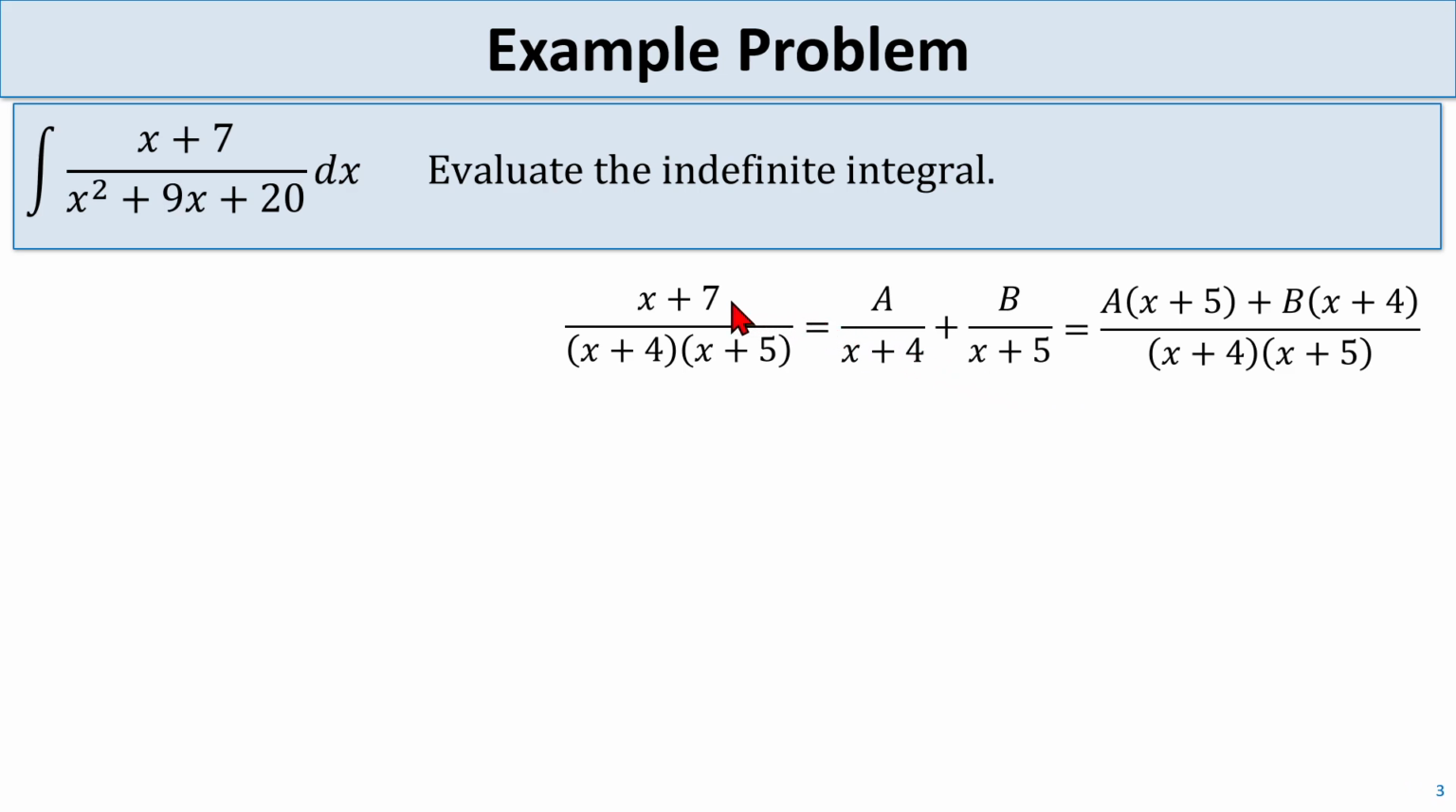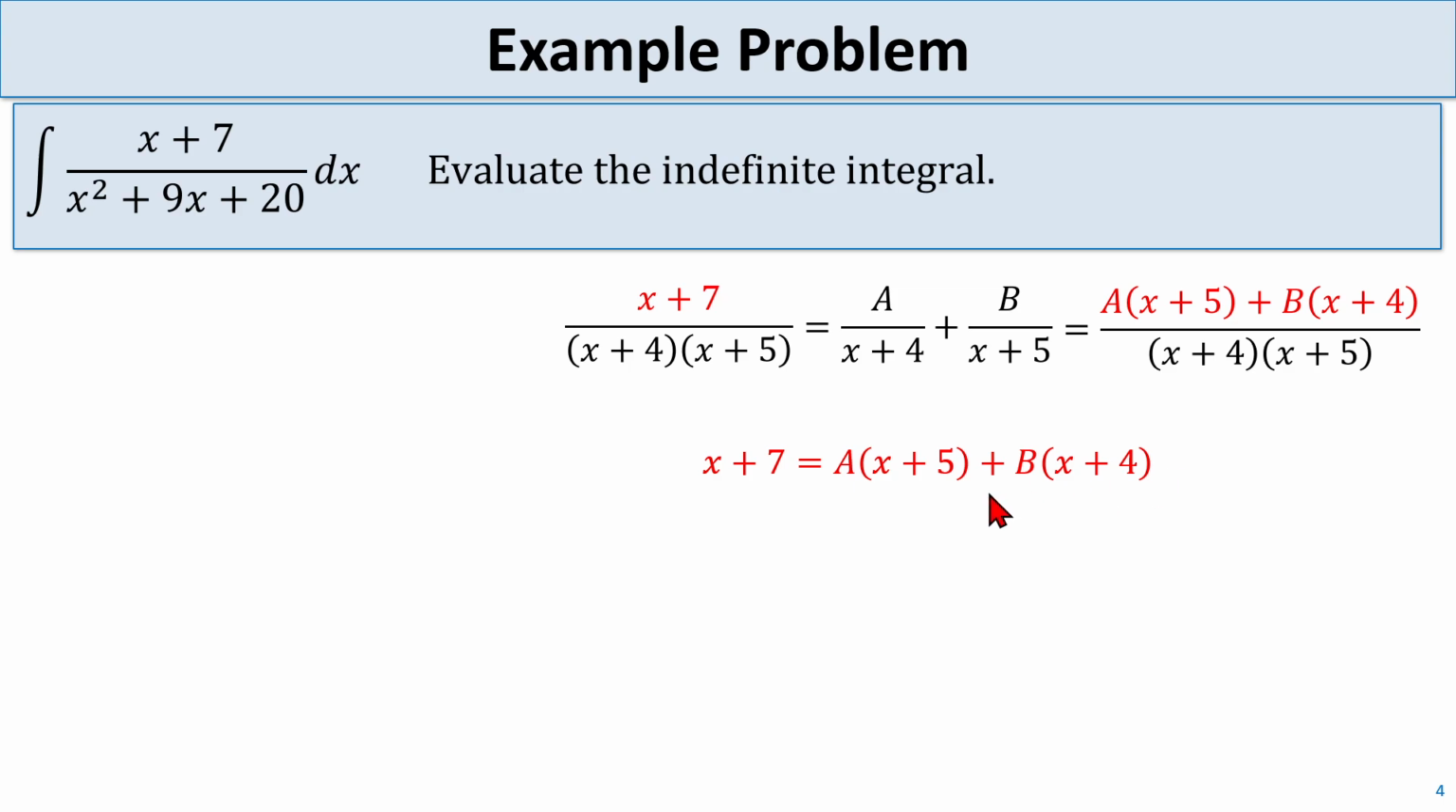The next step is what's called clearing fractions. If this fraction on the left is equal to this fraction on the right, then their numerators have to be equal since they have the same denominator. So we're just going to set these numerators equal to each other, giving us x + 7 = A(x + 5) + B(x + 4).